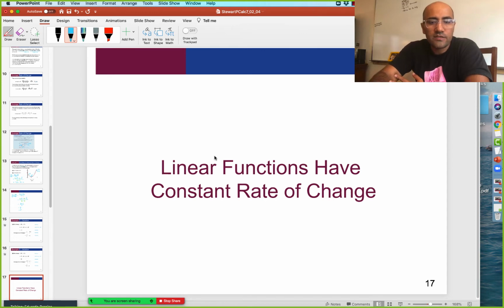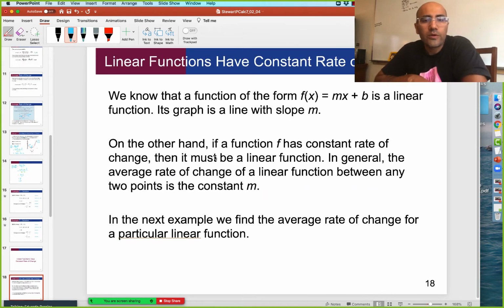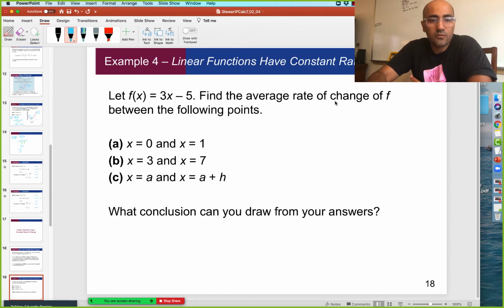Good. Linear functions have constant rates of change. So we know that a function of the form f of x equals mx plus b is a linear function, and its graph is a line with the slope of m. On the other hand, if a function f has a constant rate of change, then it turns out to be a linear function. So in general, the average rate of change of a linear function between any 2 points is the constant m. Right, so we're just pointing out that if we happen to have a linear equation, it has a constant rate of change, and so the average rate of change between any 2 points is exactly equal to the constant, which is the slope of the line. Right, so they're all the same thing. It should be an easy question here.